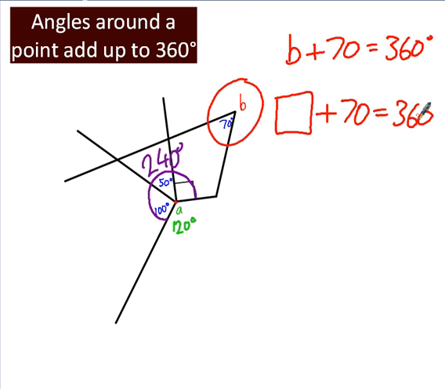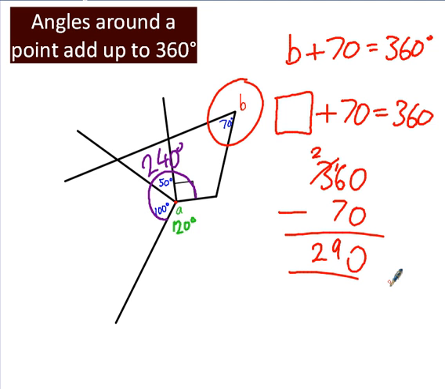Okay, I could think of it like this, or I could do a subtraction. 360 take away 70. 6 take away 7 I can't do in column subtraction, so I will steal. 290 degrees is my answer. I think that B is 290.